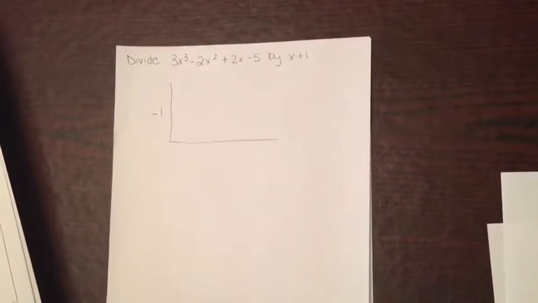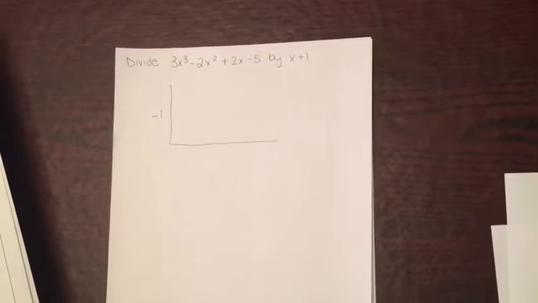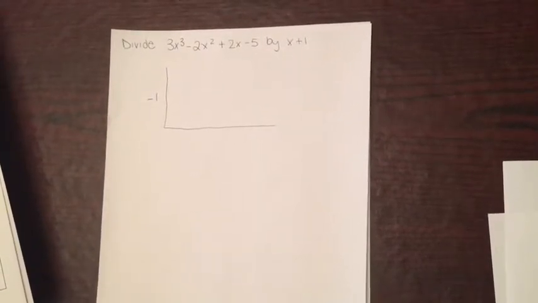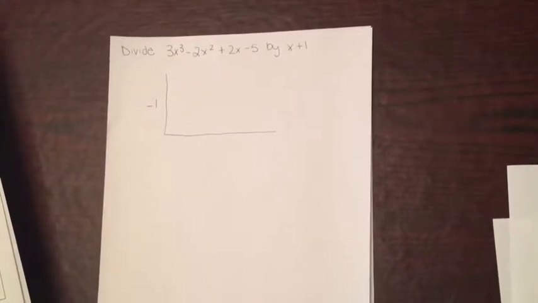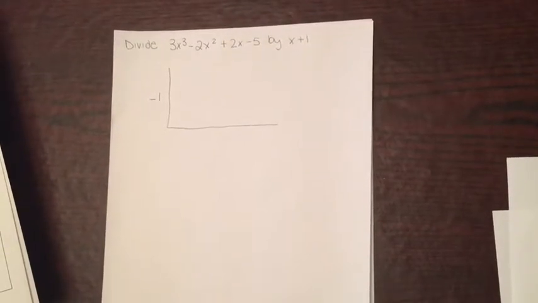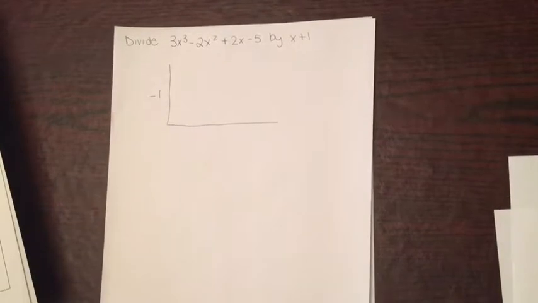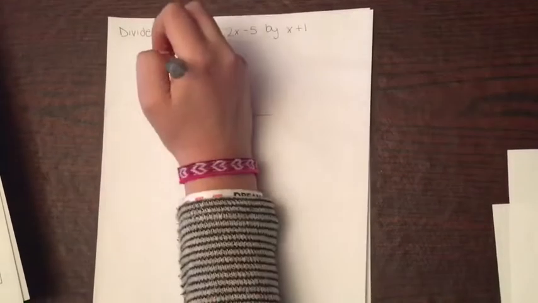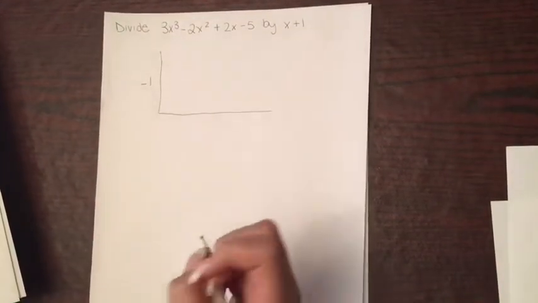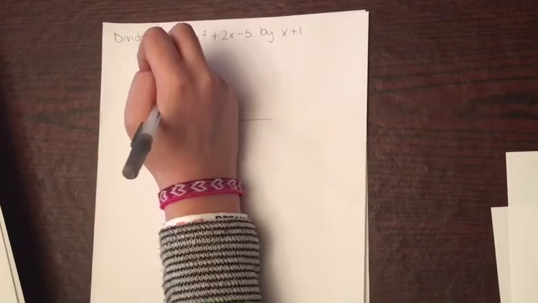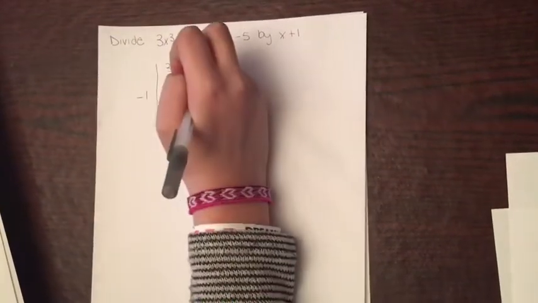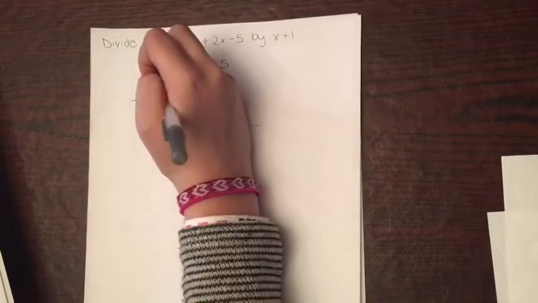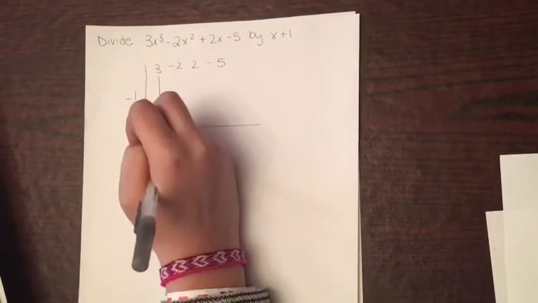So we're going to do another example. We're going to divide 3x cubed minus 2x squared plus 2x minus 5 by x plus 1. Our divisor is x plus 1, but we need to divide by the root, so k is going to equal -1. Next, we're going to take the coefficients and add them to the top of the box in descending exponent order. So 3, -2, 2, and -5.